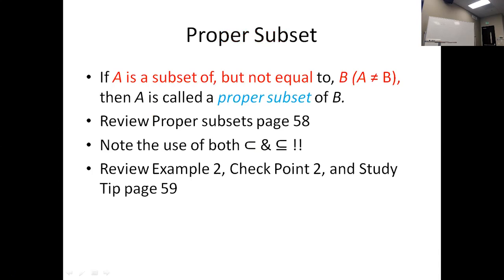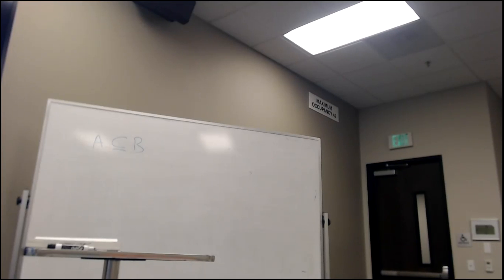Okay, review example 2, page 59. All right. Okay, I have to stop sharing. Page 59.